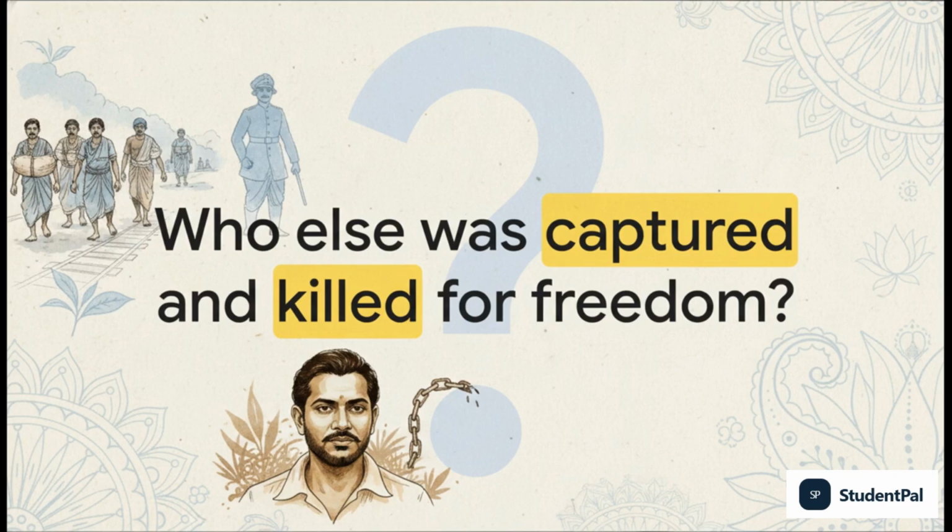Which brings up an important question. Can you think of other participants captured and put to death by the British? Alluri Sitarama Raju, for instance, who we just talked about. He was eventually captured and executed in 1924, and he became an absolute folk hero. These outcomes really highlight the immense life-or-death risks ordinary people took for this idea of freedom.